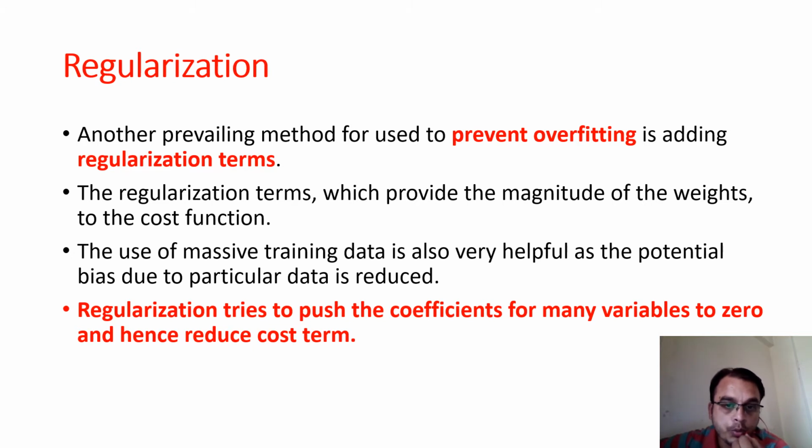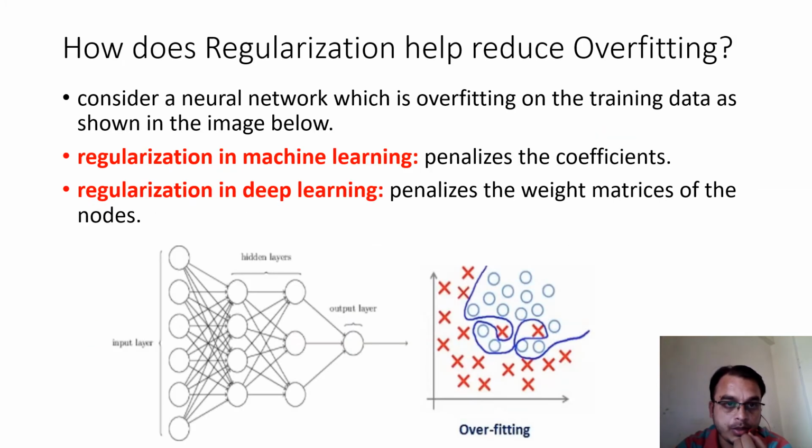Regularization tries to push the coefficients for many variables to 0, hence reducing the cost term. So we are using this mechanism to reduce the cost term. What does cost stand for? To achieve the desired weight levels, we change the value between the real and the desired. That is nothing but the cost factor. Now, how does regularization help to reduce overfitting?